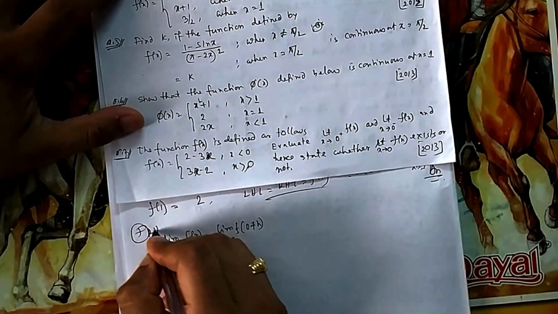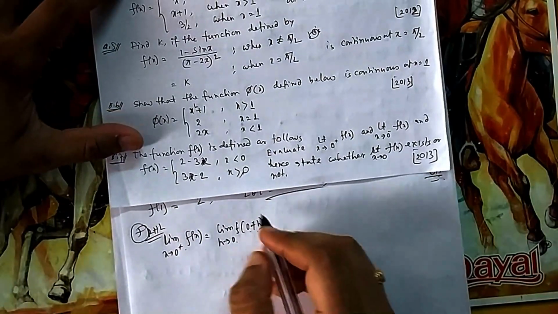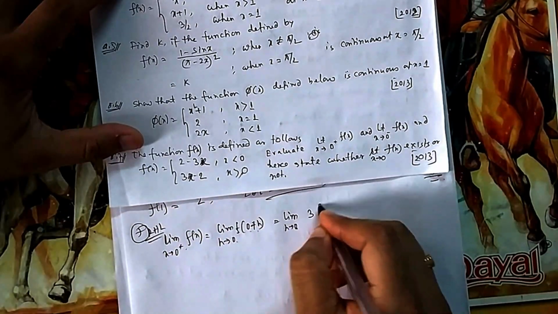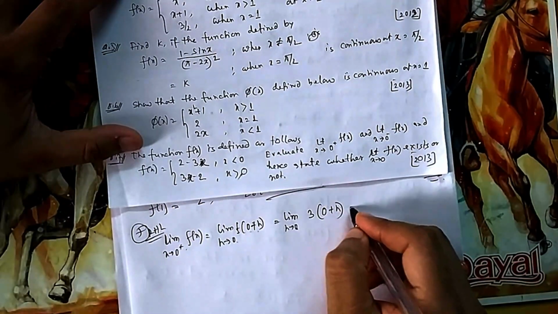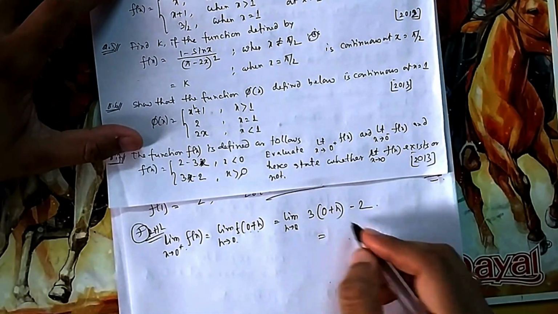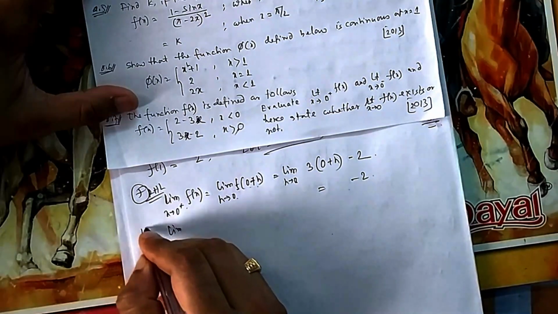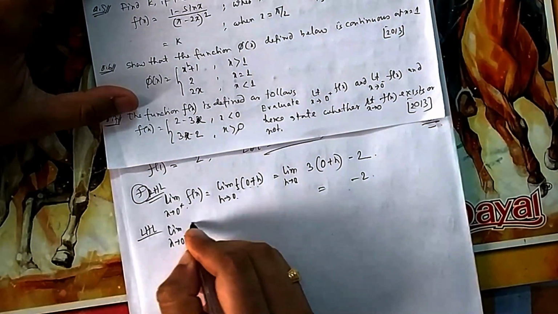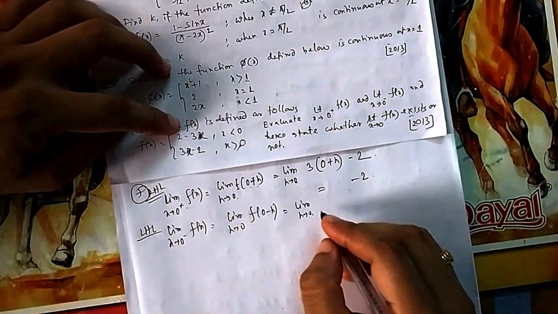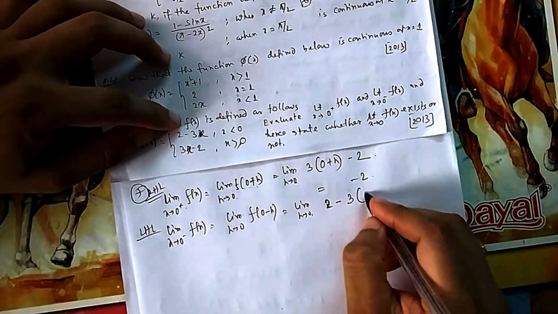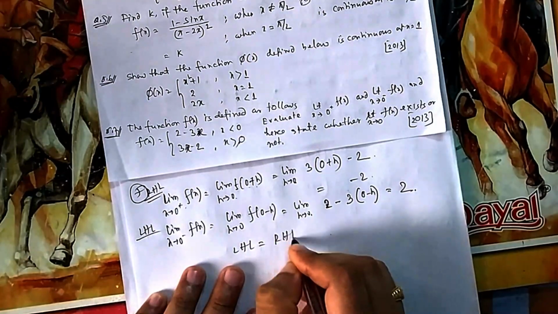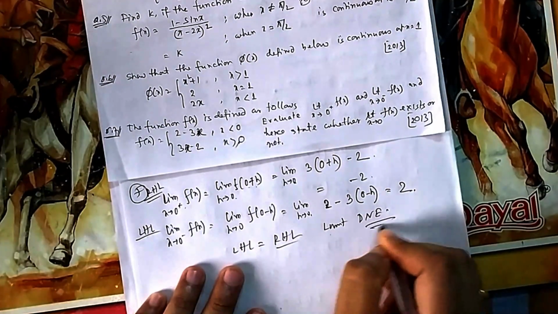So I am doing RHL, that is 0 plus, so little more than 0. For little more than 0, which value will you take? This one, 3x minus 2, but instead of x I am writing 0 plus h. Now if you put h tends to 0, then it is 3 times 0 minus 2, that is minus 2. Now LHL, limit x tends to 0 minus f of x, is x equal to 0 minus h. For little less than 0, what value am I using? 2 minus 3x. Instead of x I am writing 0 minus h. So we can say these two are not equal, so the limit does not exist.